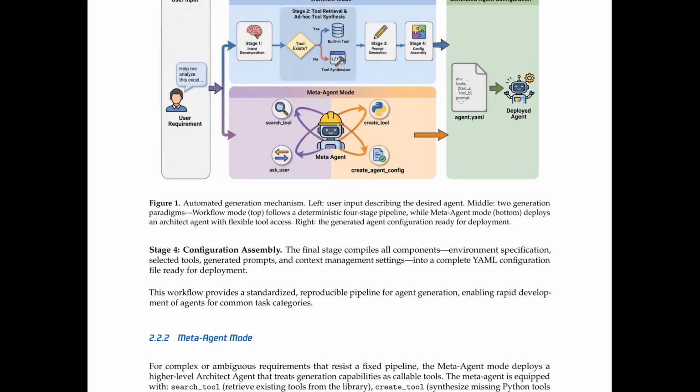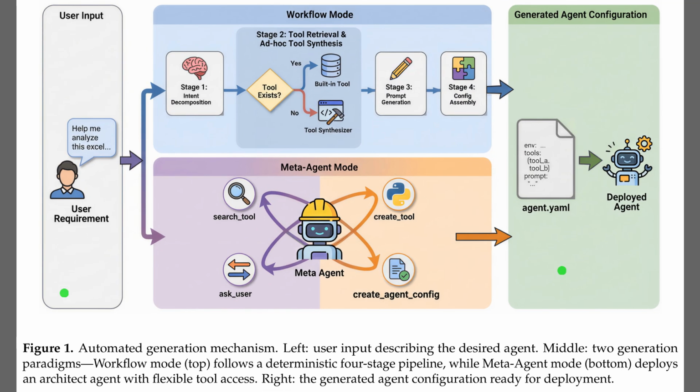Figure 1 illustrates the automated generation mechanism. Starting on the left with the user requirement, the process splits into two paradigms shown in the center. The top section depicts workflow mode, a linear pipeline that decomposes intent and synthesizes tools step by step. In contrast, the bottom section shows meta-agent mode, where an architect agent dynamically plans the build process for complex requests. Both paths converge on the right, producing a complete YAML configuration for immediate deployment.